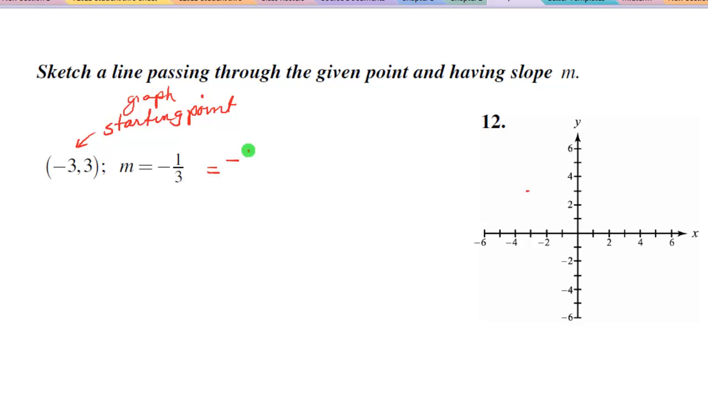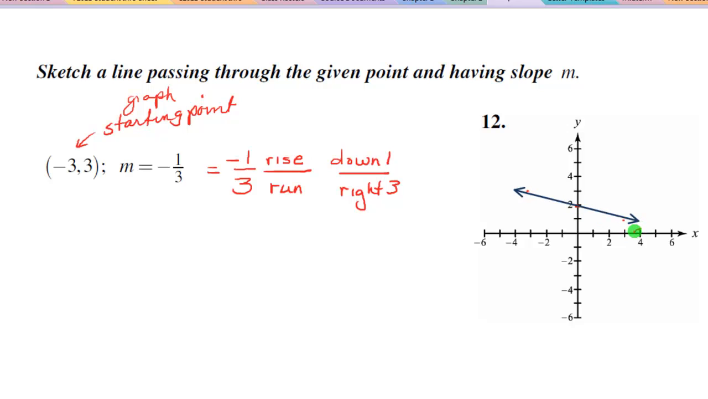Now this -1/3, I'm going to rewrite as -1 over +3. Remember that the numerator is the rise and the denominator is the run. So -1 says go down 1 and +3 says go right 3. You start from your starting point, go down 1 and count 1, 2, 3, and there's your first point. Put a little point there. Let's do it again. Down 1 and to the right 3, and there's another point. Notice how they nicely line up. Now you just connect the dots and graph your line through your points.